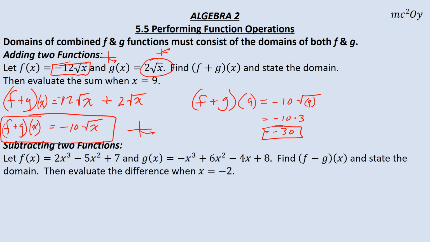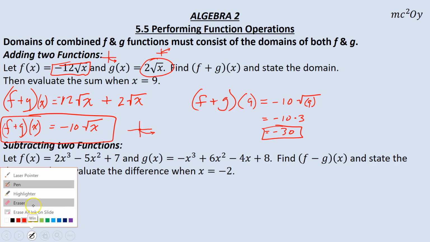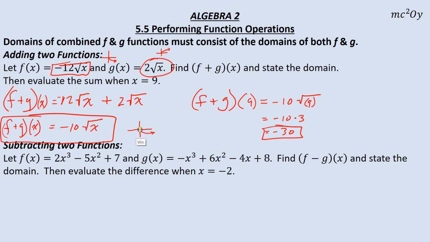Well, notice when I'm thinking about domain, really what I'm doing is focusing in on the x values. Where does it exist on x? Well, notice on all these, it exists to the right of 0 on x. Okay? So when I make this statement here, domains of combined f and g functions must consist of domains of both f and g. Well, here's the domain of f, or here's where it exists, and here's where it exists for g, and it's in the same spot.